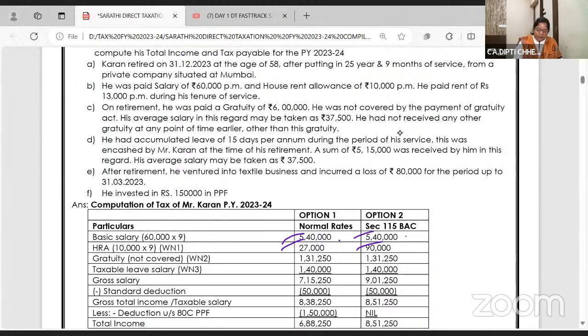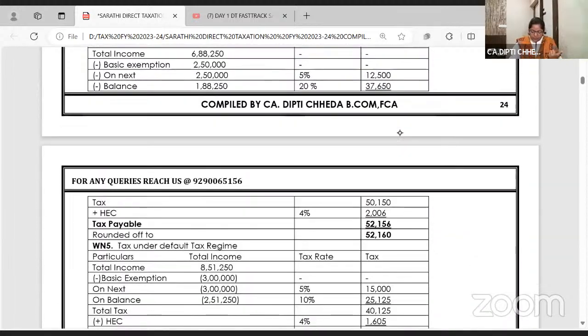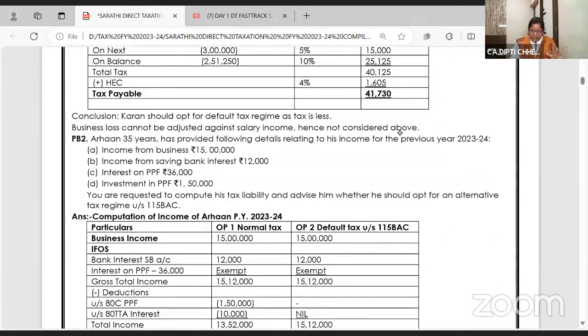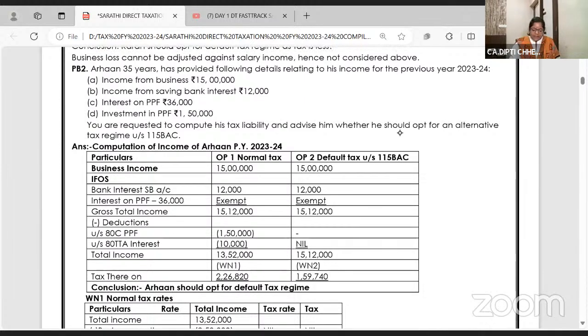Okay, this problem is with gratuity and all. We'll do it after we do salary. You can do this problem not now. Once we complete salary and all, I missed out. I want to take up a simple problem so that the comparison is clear. Arhan has provided the details.